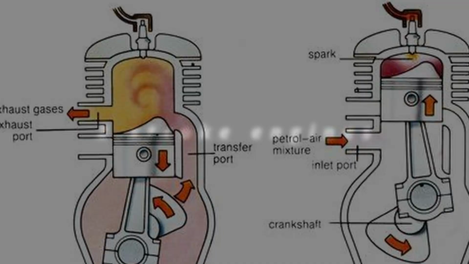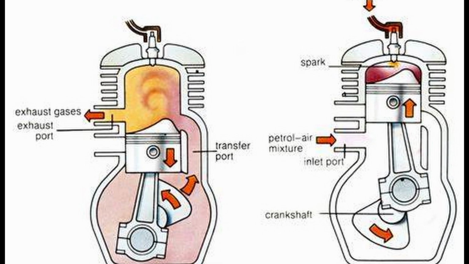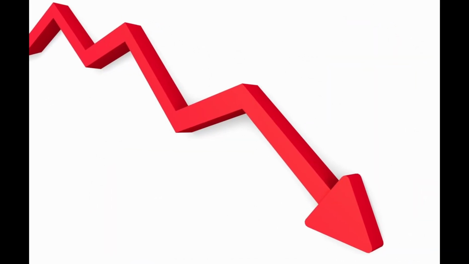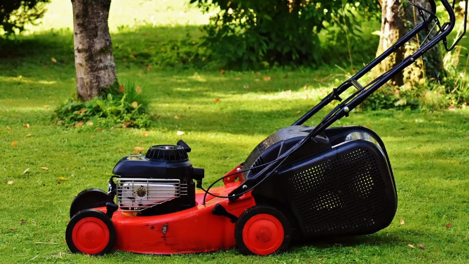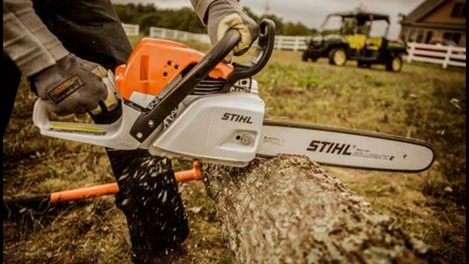Two-stroke engines. They complete the work cycle in 2 strokes. They are simpler and lighter, but less efficient and more polluting compared to 4-stroke engines. They are often used in smaller machines such as lawn mowers and chainsaws.